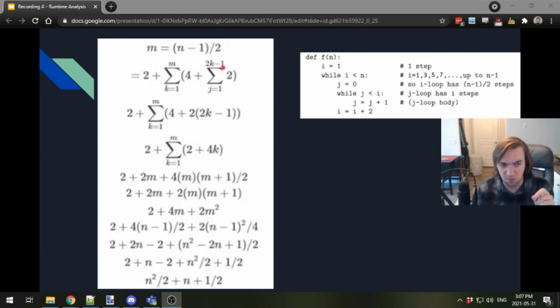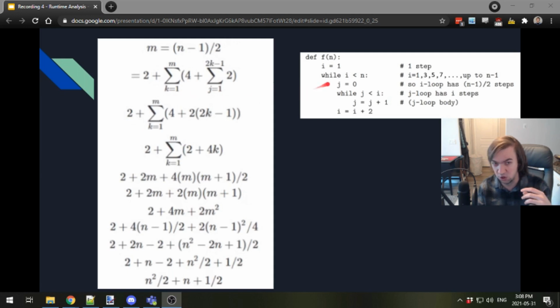Well, over here I've written 2k minus 1. Where the heck does that come from? Well, think about it. i at the very beginning starts out as 1, right? So that means that the very first time that we run this loop, how many times is this loop going to go through? Well, 2 times 1 minus 1 is 1. So we get it once, right? Okay, cool. How about the next time?